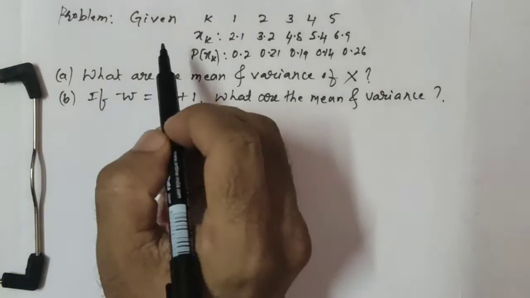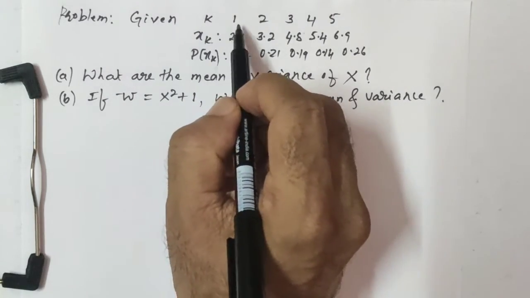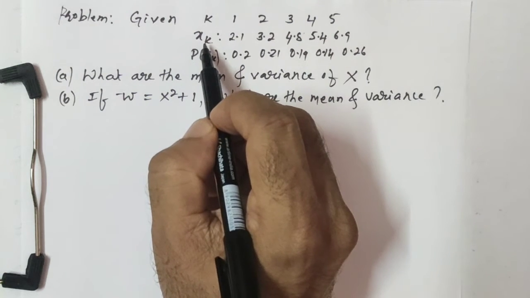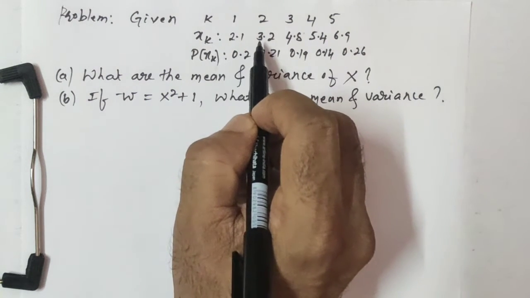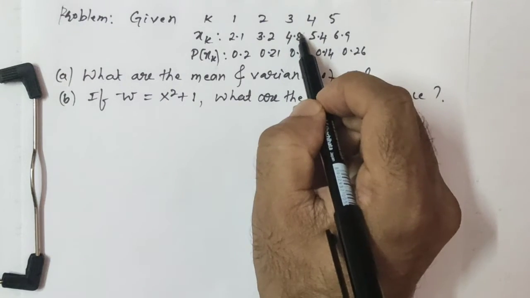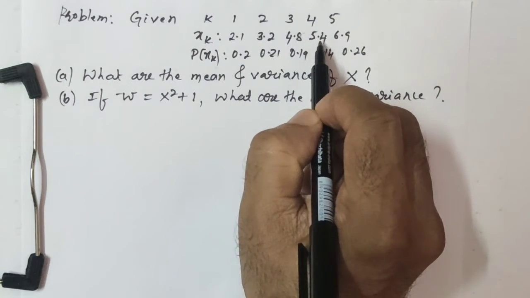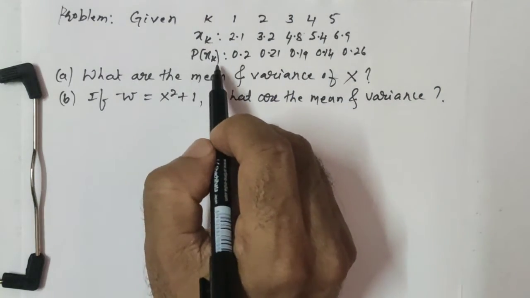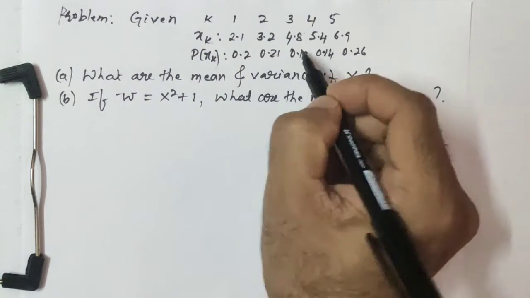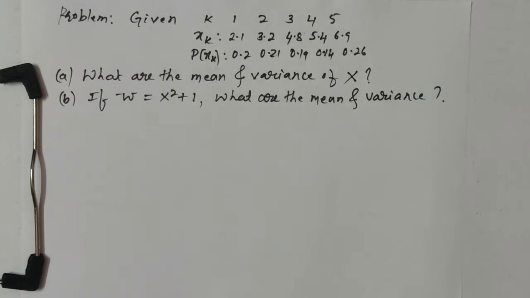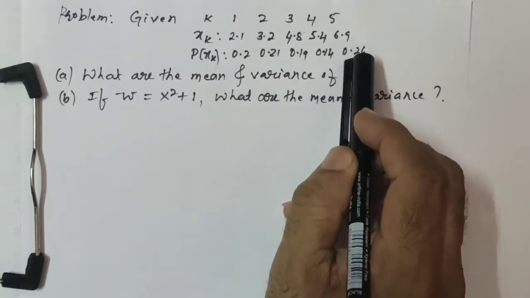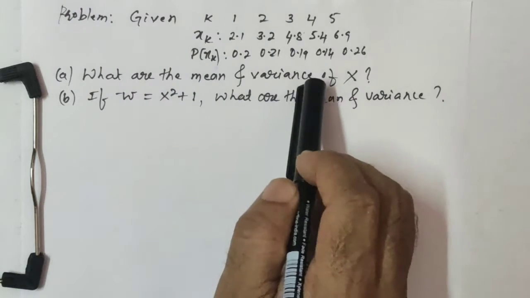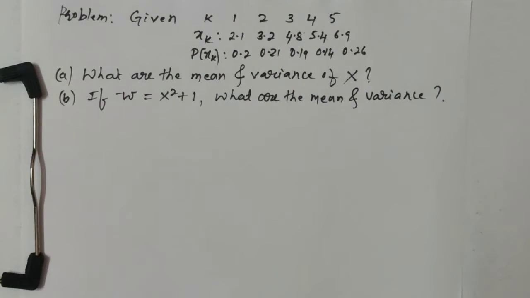The next problem is, given data here, k values are given here: 1, 2, 3, 4, 5. Then x suffix k, that means the values of the random variable: x1 is 2.1, x2 is 3.2, x3 is 4.8, x4 is 5.4 and x5 is 6.9. These are the discrete values, and their probabilities are 0.2, 0.21, 0.14, 0.19, 0.14, 0.26. The question is, what are the mean and variance of the random variable x?